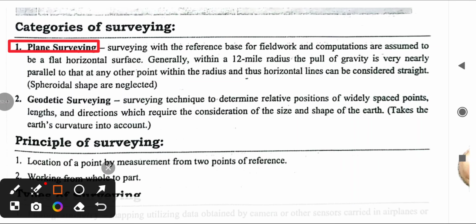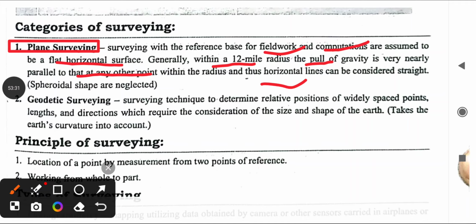सर्वे के त. Surveying with the reference base for field work and computation assumed to be a flat horizontal surface, generally within a 12-mile radius. The pull of gravity is very nearly parallel to that at any other point within the radius, and thus horizontal lines can be considered straight. Spheroidal shape is neglected.